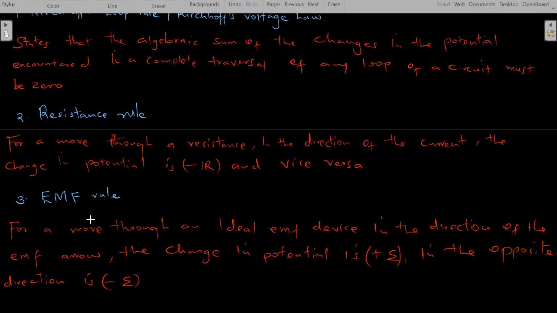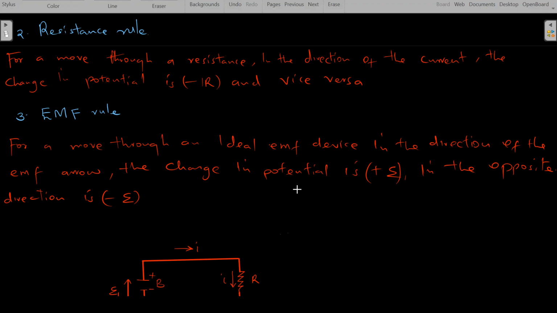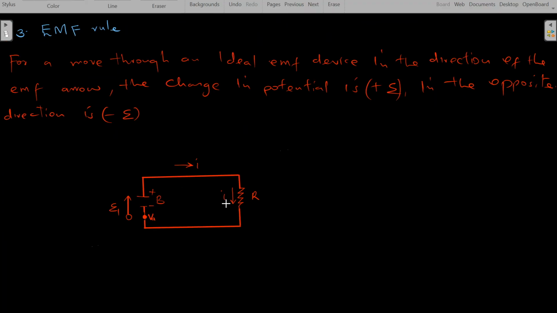Now let's go to the EMF rule. For a move through an ideal EMF device in the direction of the EMF arrow, the change in potential should be positive. If the move is in the opposite direction to the EMF arrow, the change should be negative. So for this case, we have an example.